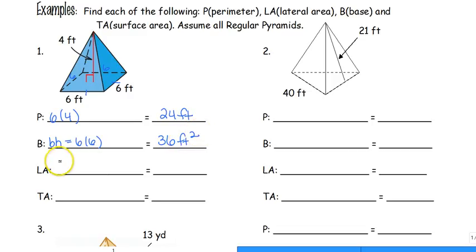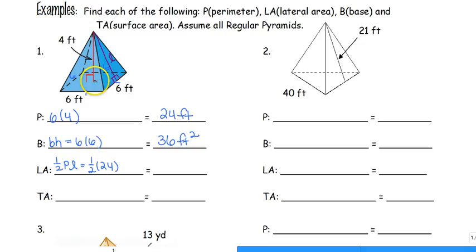Our lateral area brings us to our first new piece, 1/2 perimeter times slant height. We have the perimeter from step 1, which is going to be 24. We don't have the slant height given to us. So first part is figuring out what the slant height is. The slant height is the height of the lateral face, which is a triangular side. So we are trying to find that height right there. We need to use Pythagorean Theorem to find that out.